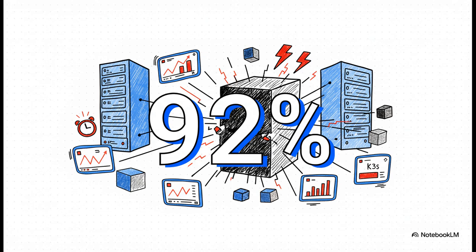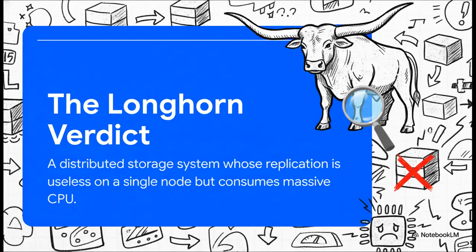But when we looked closer, it wasn't an attack. It wasn't a virus. The threat was one of our own tools. And the culprit was Longhorn. Now don't get me wrong, Longhorn is an amazing piece of technology for a big multi-node cluster. But on our little single-node setup, all of its powerful replication features were doing absolutely nothing except chewing up a ton of CPU and memory. It's the perfect example of having the right tool for the wrong job.